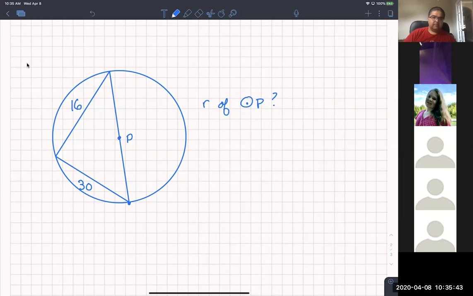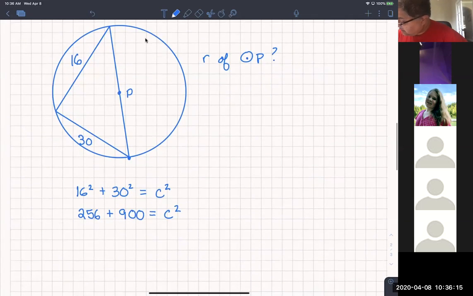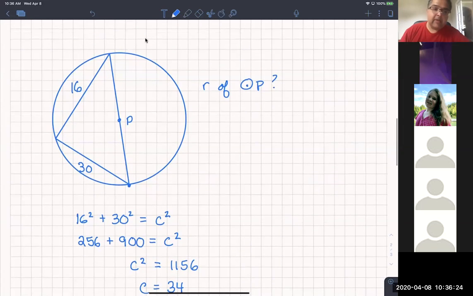It's 17. How'd you get it? Because you have to do Pythagorean theorem. So you use 16 squared plus 30 squared, and then you get 34 squared, and then half of 34 is 17. Okay. And why can we use the Pythagorean theorem?